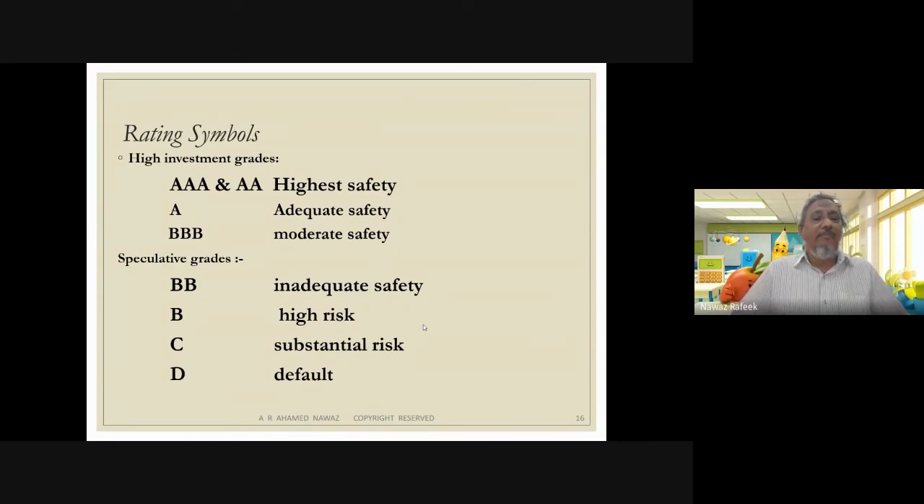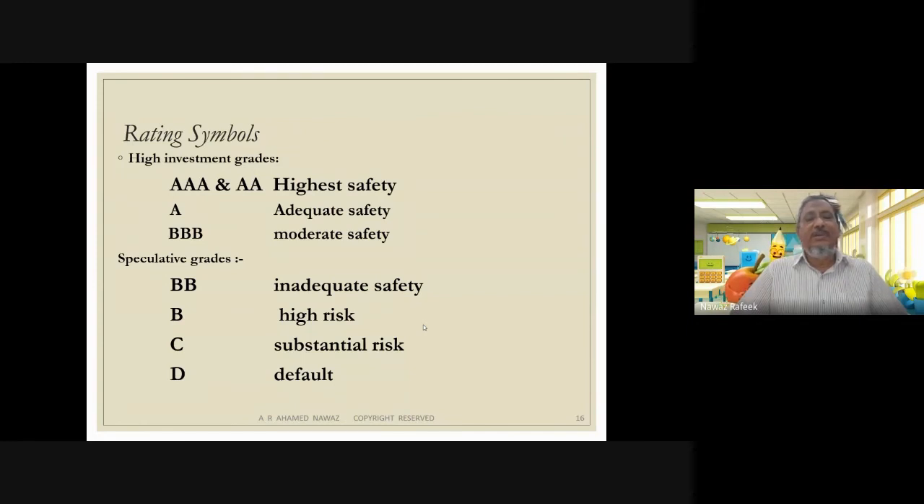Then triple B is the B category, the highest given. Triple B is moderate safety, and again the risk is increasing, greater than A. That's why it gets triple B. So when it is triple B, it can be considered for a facility, but take certain precautionary action regarding the risk. Then the speculative grades are double B.